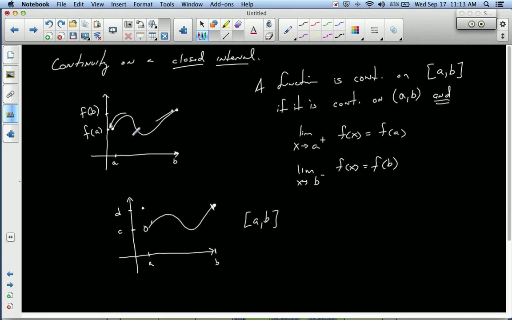All right, and we'll discuss some of that a little more in the future. There's a quick look at continuity and continuity on a closed interval.